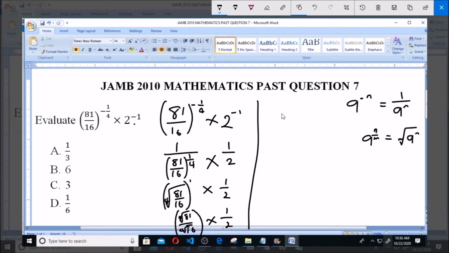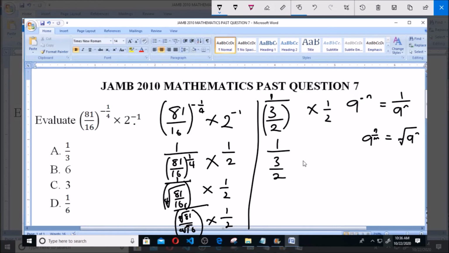Now the fourth root of 81 is equal to 3. Now I forgot to put my 1 here, that is 1 all over. Please don't forget 1 over, and here too 1 over. That's this negative. Remember we did it like this, 1 over. So we now have 1 all over the fourth root of 81, which is 3, and the fourth root of 16, which is 2. Then multiply by 1 over 2. So this will give us 1 all over 3 over 2 multiplied by 1 over 2.